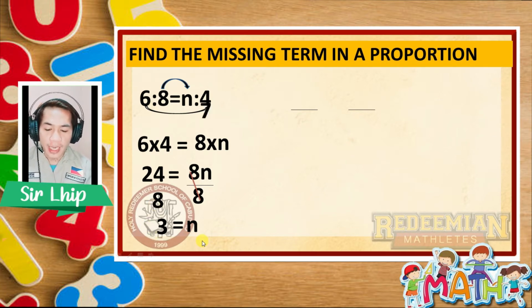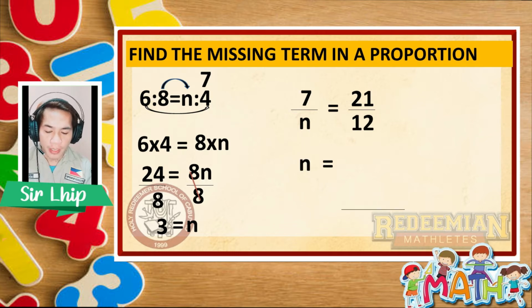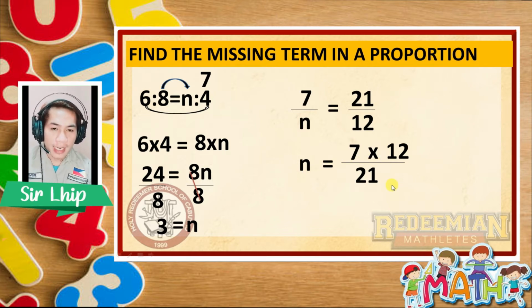Another way of solving for n is the fractional form. 21 as your denominator and 7 times 12 as the numerator. So n equals 7 times 12 over 21. Cancel 7 and 21 by dividing both by 7. So 7 divided by 7 equals 1, and 21 divided by 7 equals 3. Then cancel again 12 and 3. Divide both by 3. 12 divided by 3 equals 4, and 3 divided by 3 equals 1. n equals 4 over 1, or 4.